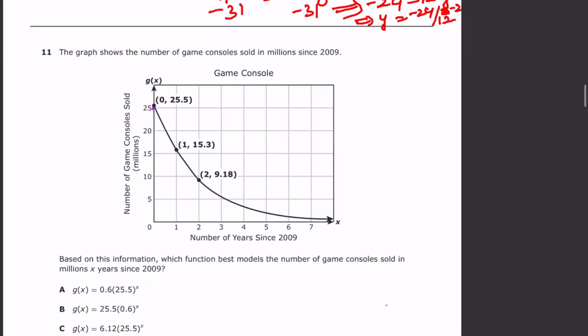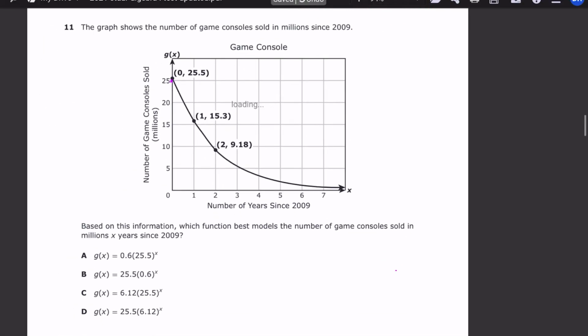Now next, 11th one. We'll go into the 11th one. The graph shows the number of games consoles sold in millions since 2009. So now here you can see the graph, whether it is a decreasing graph or an increasing graph. If it is in this way, it is an increasing graph. If it is in this way, it is a decreasing graph. So over here your b will be less than 1, and here b will be greater than 1.